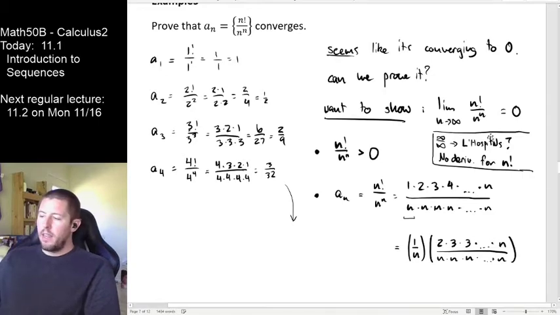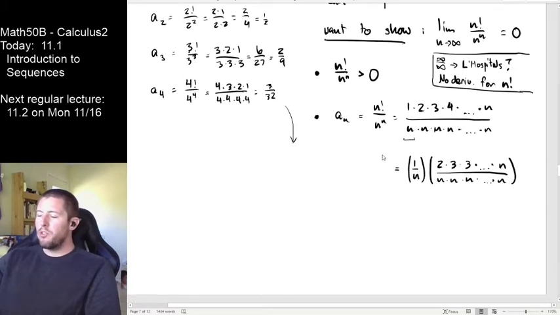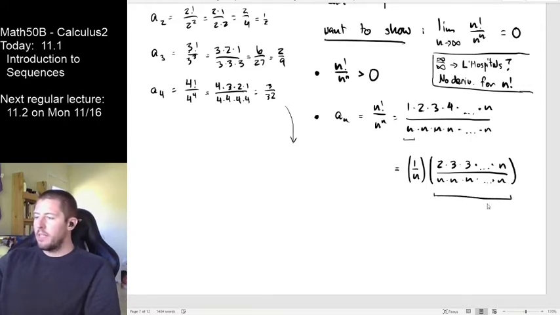Here's what I'm seeing. What I'm trying to do is decide where this function lives. I want to know what size it is. And this piece right here is always going to be less than 1 for any n greater than 1. As long as we have more than one term in our sequence, it's always contributing something smaller than 1.